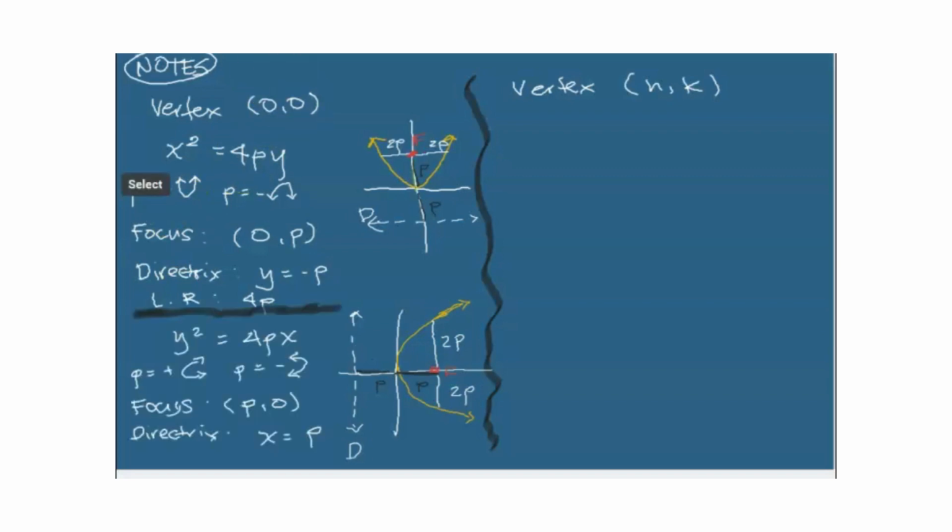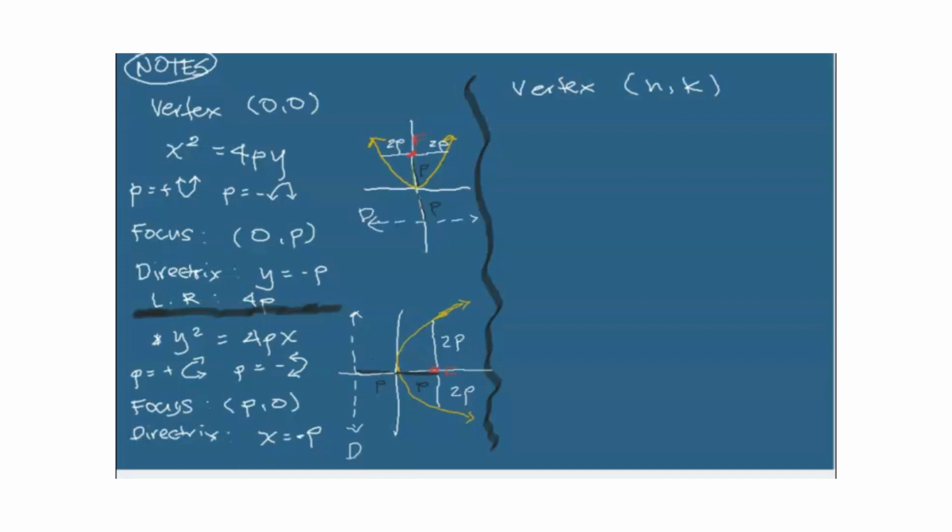Now if your equation is in the form of y squared is equal to 4px, it means that the parabola is opening sideways. So when p is positive, the parabola is opening to the right. When p is negative, the parabola is opening to the left. So the coordinates of our focus would be at p, 0. And the equation of the directrix will be x is equal to negative p.